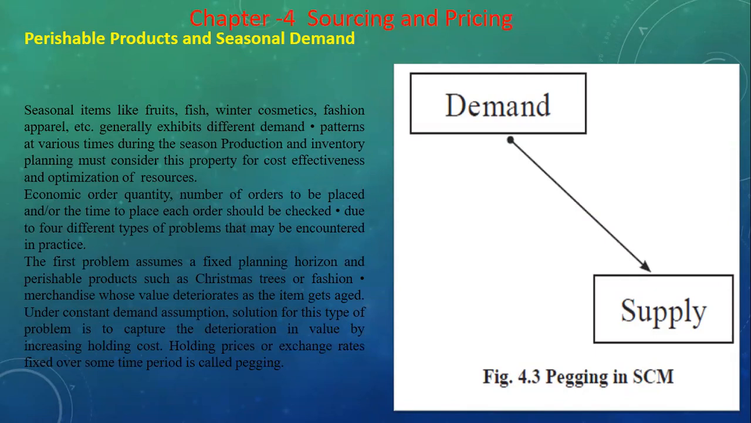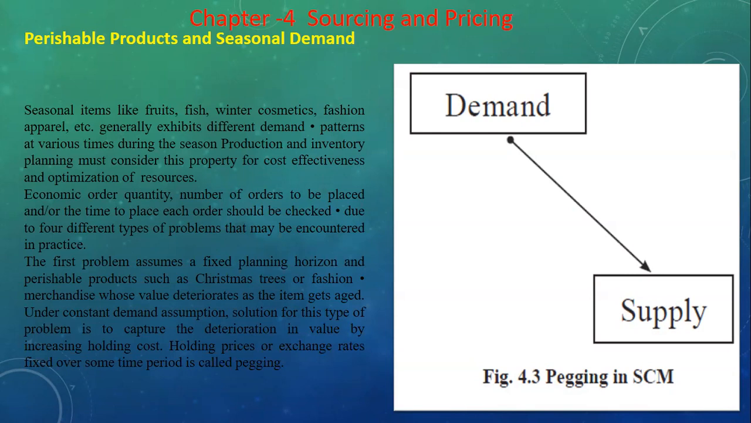Such demand needs to be managed in a way that optimizes resources and cost effectiveness. The economic order quantity, the number of orders to be placed, and the time to place each order should be checked. While placing orders for such products, we need to check from time to time what the actual demand is and what inventory cost will occur, due to the four different types of problems they may encounter in practice. So what are these?